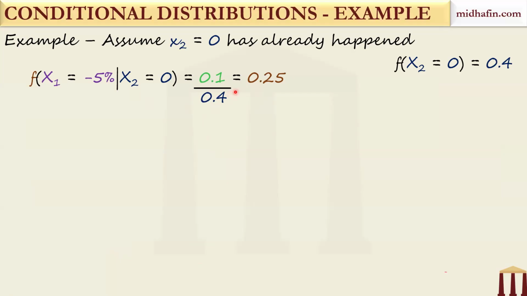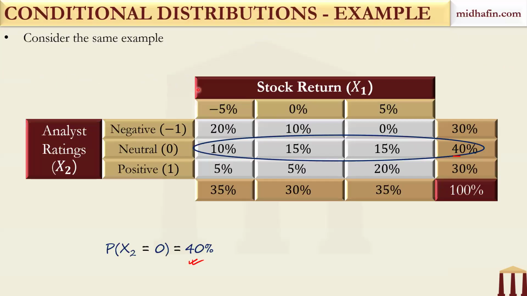Similarly, can you tell me what is the probability that stock return will be 0% given that analyst rating is neutral? I'm again going back to the previous slide. Understand my question, understand the first calculation, and then tell me the probability of the stock return equal to 0% given that analyst rating is neutral, or x2 equal to 0. This is the table. Send me the answers via private chat quickly.